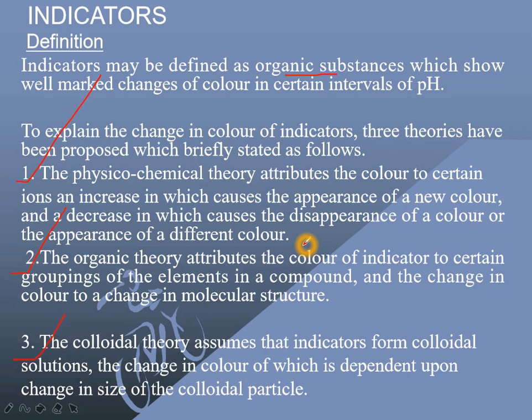The second theory is the organic theory, which indicates that the indicator color change depends upon the change in the molecular structure of a molecule. The third is the colloidal theory, which indicates that the indicator forms a colloidal solution and the change in color depends upon the change in the size of these colloidal particles.